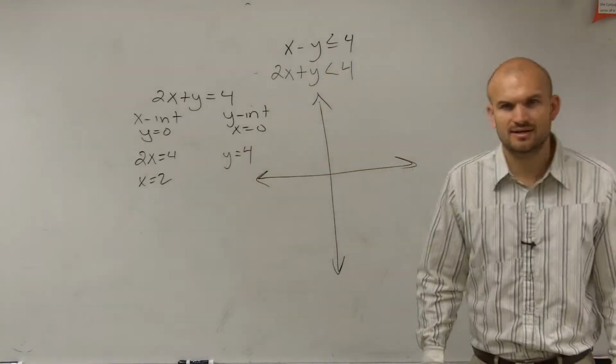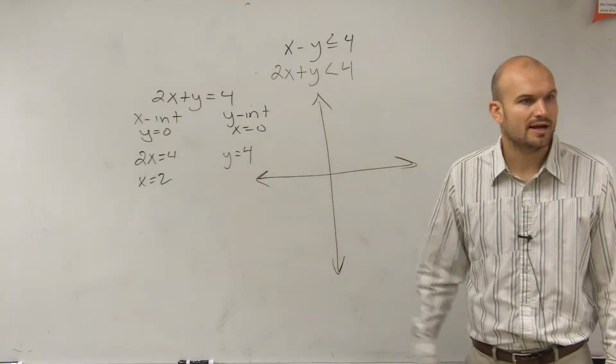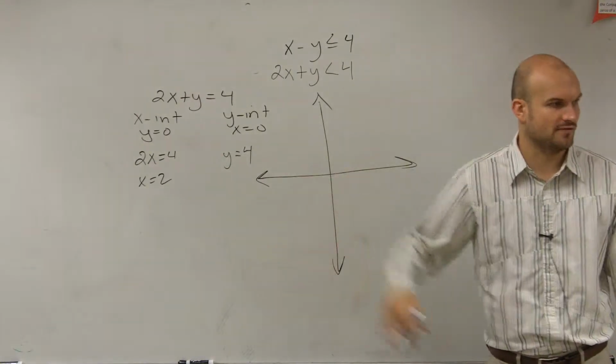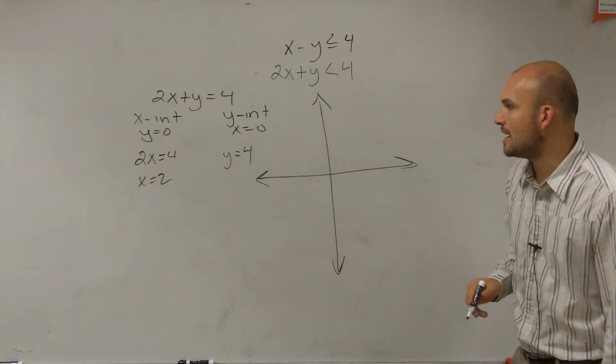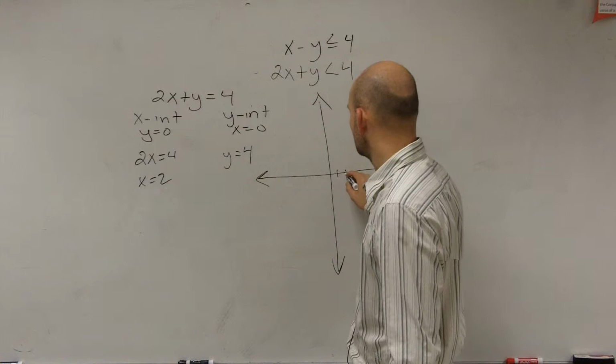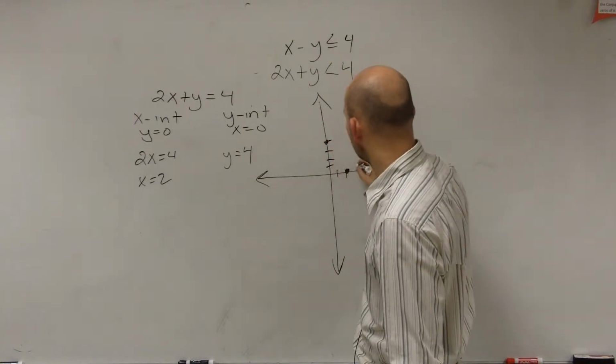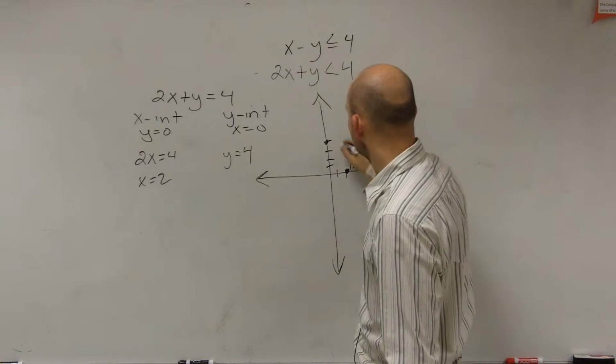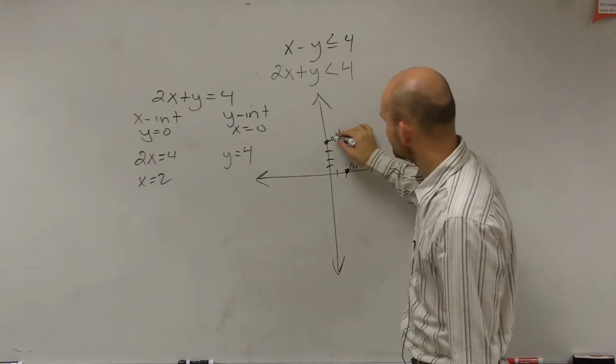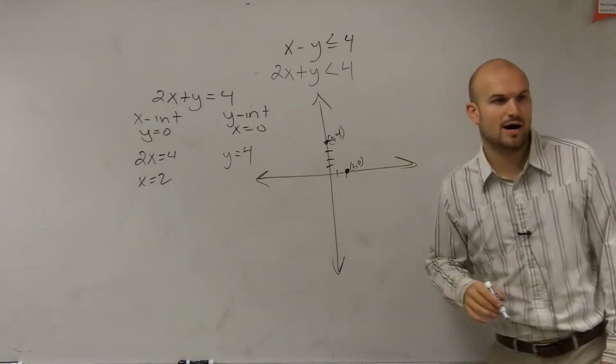Everybody follow me with what I did? I did a little bit quicker math there. I just plugged in 0 for one variable and solved for the other. So I get x equals 2, y equals 4. So x equals 2, 1, 2, 3, 4. Y equals 4. So that's 2 comma 0 and 0 comma 4. So I just found the x and the y intercepts.